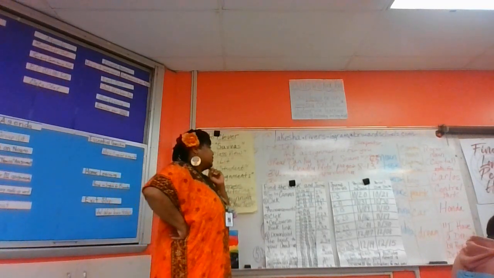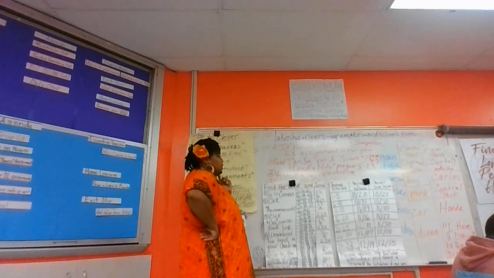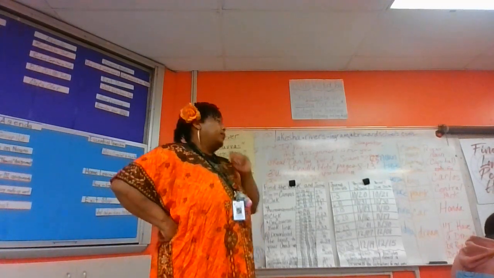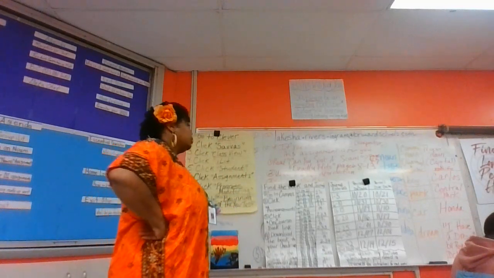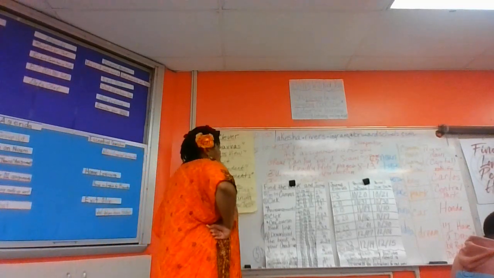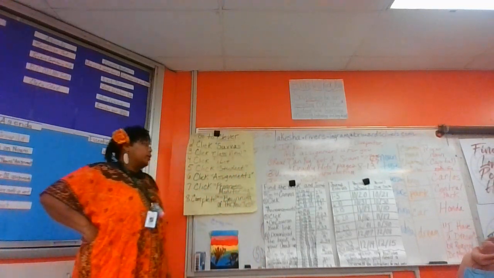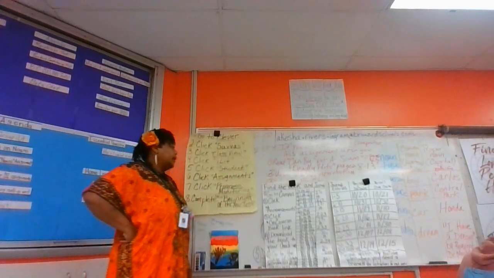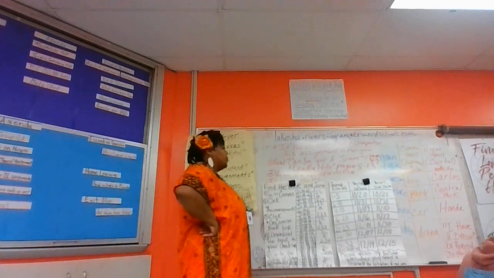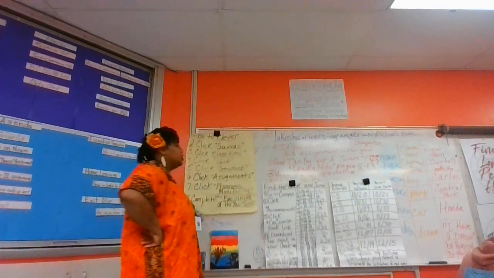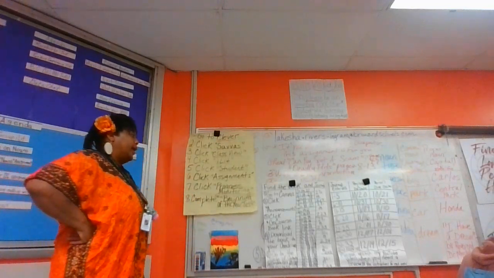For journal entries 16 through 20, it is due on the 16th for period 1, the 17th for period 7. For journal entries 21 through 25, it is due on the first day of December for period 1, and it is due on the last day of November for period 7, which is November the 30th, okay?